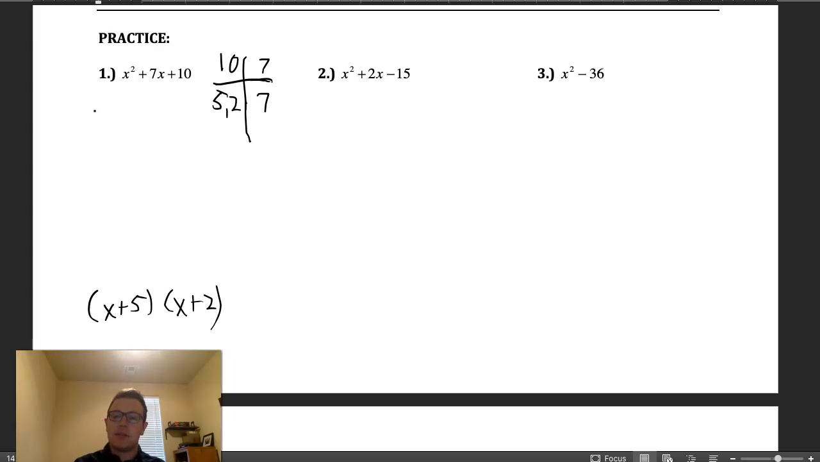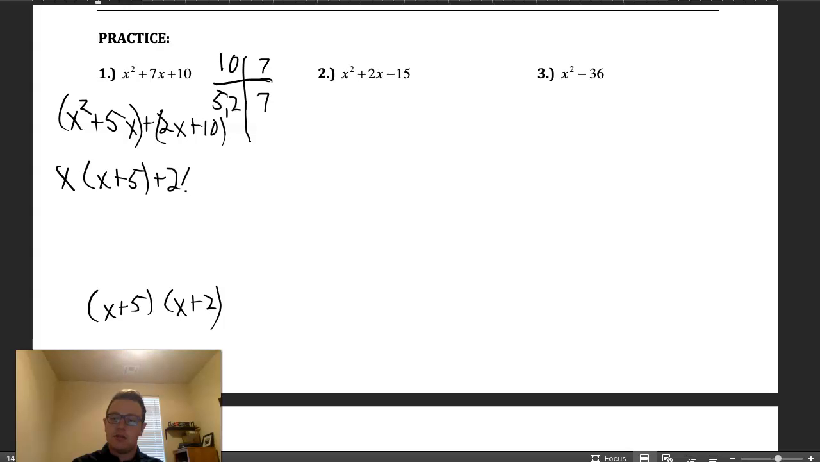But let's expand this out and make sure that works. We have x squared plus 5x plus 2x plus 10. We're going to throw parentheses around each term. Factor out what we can, so we factor out an x. We're left with x plus 5. We factor out a 2. We're left with x plus 5.